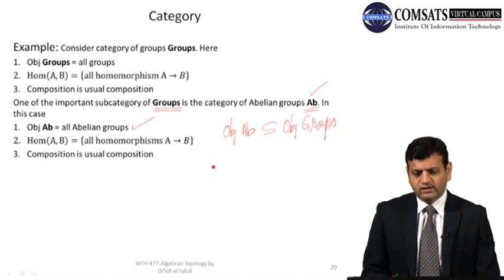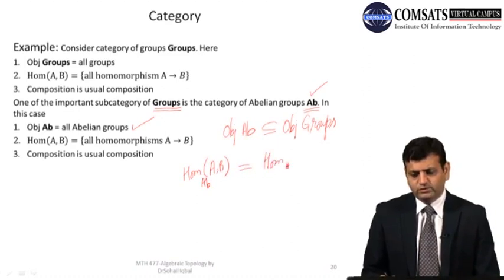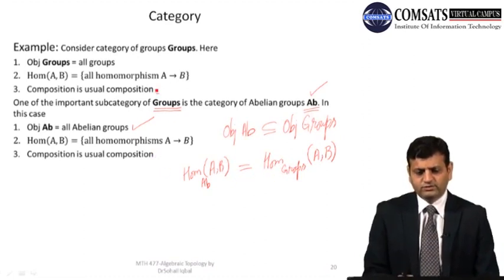But in this case, if we have two abelian groups, then hom from A to B in the category of abelian groups is the same as hom from A to B in the category of groups. So in this case there is no change. Similarly, composition is the same as the usual composition. So by the definition of subcategory, the category of abelian groups is a subcategory of groups.